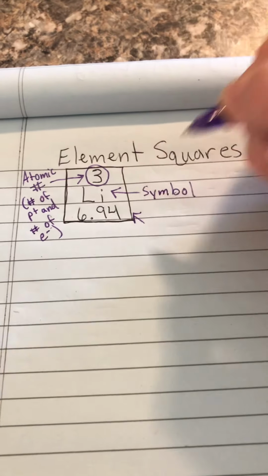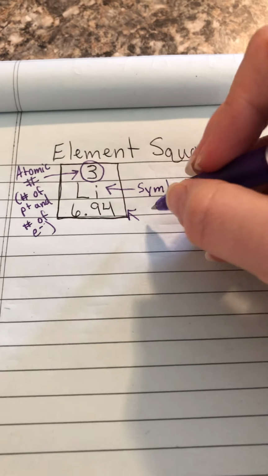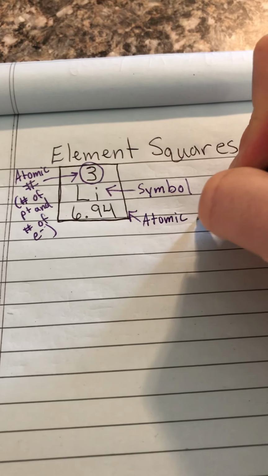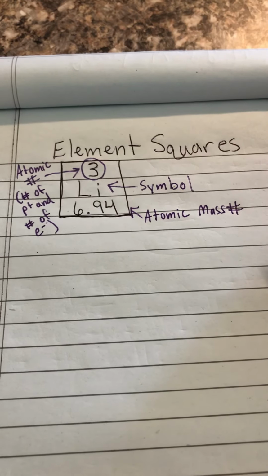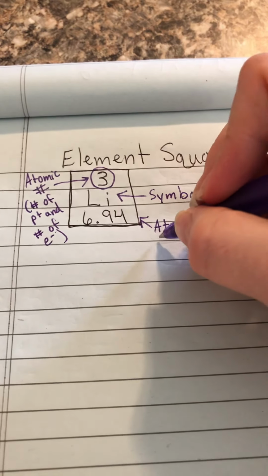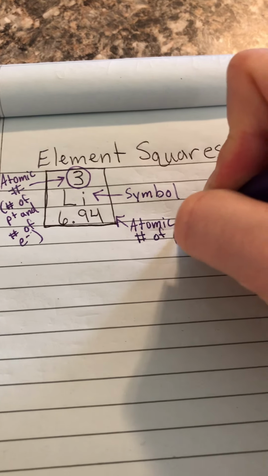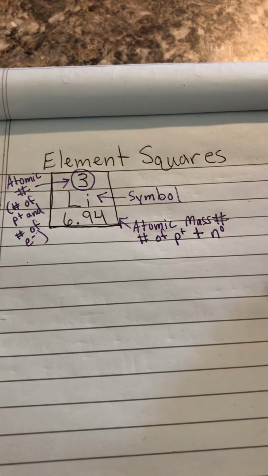Okay, this bottom number is a decimal, obviously, 6.94. This is called your atomic mass number. Now, this number tells us the number of protons plus neutrons together.